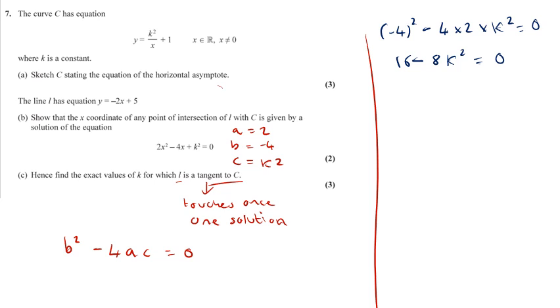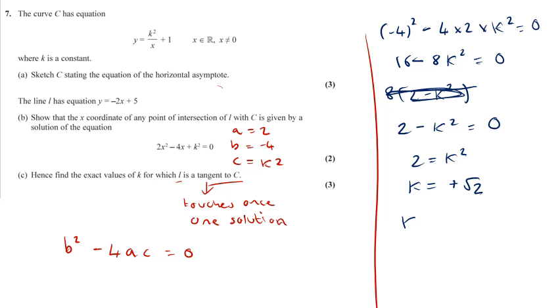Now for this I would factorise, so we can take out 8 as a factor. I wouldn't do that, ignore why I've just done that, that was making more work than we need to. I would divide everything by 8, giving, so therefore we get 2 equals k squared, and k can therefore be positive root 2 or negative root 2. And those are our two different values of k, for which L will be a tangent to C.